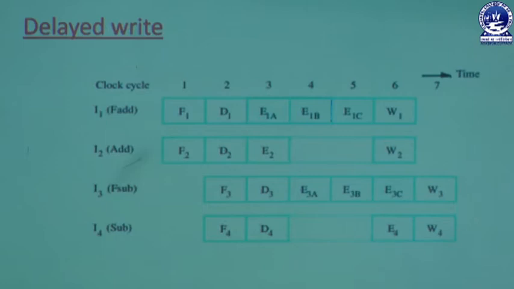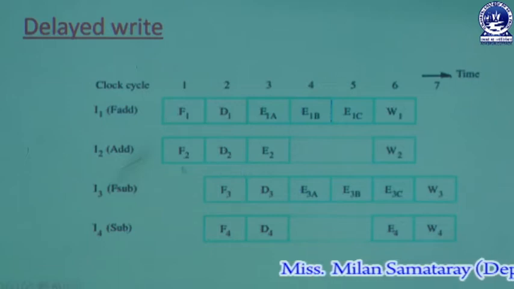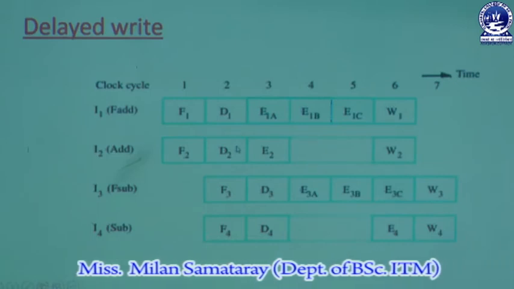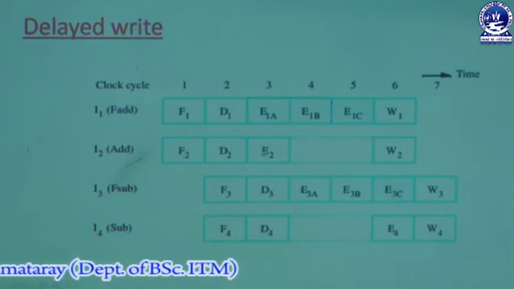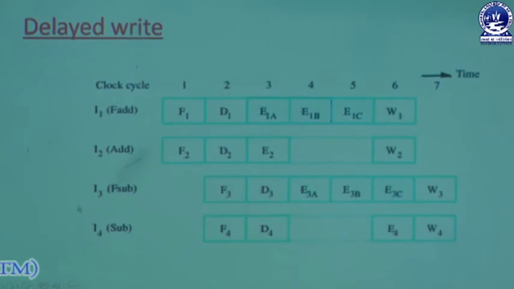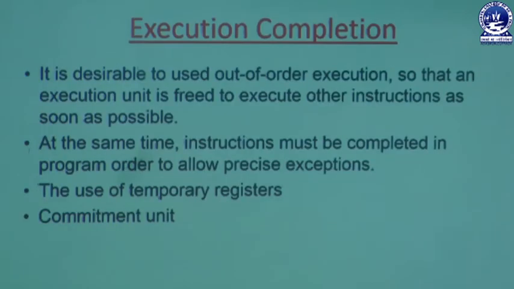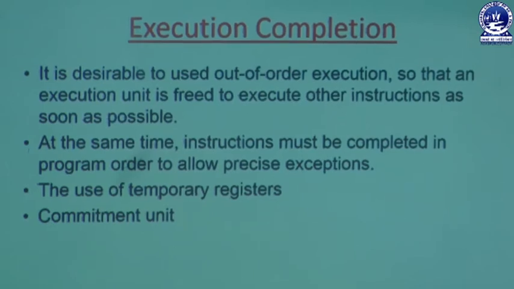Okay. So, in this diagram, if an exception occurs in the case of I2, then the remaining instructions I3 and I4 will be discarded for some period of time. Okay. The next concept is execution completion. It is desirable to use out of order execution, so that an execution unit is free to execute other instructions as soon as possible.